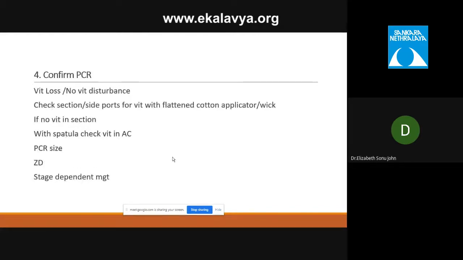The fourth is confirm PCR. So make sure there is vitreous loss or no vitreous disturbance. So you check the section and the side port for vitreous with a flattened cotton applicator or a wick. Never drag the vitreous. Just gently swipe the section from one end to another end. And if you see a vitreous strand, with Vannas scissors, just cut it. Don't try to pull the vitreous.